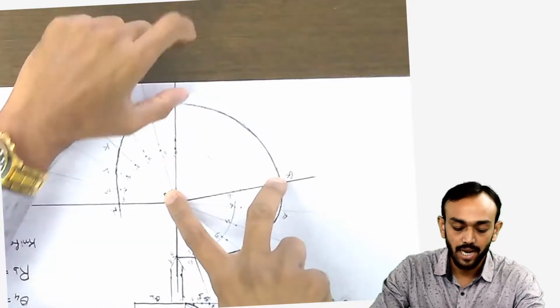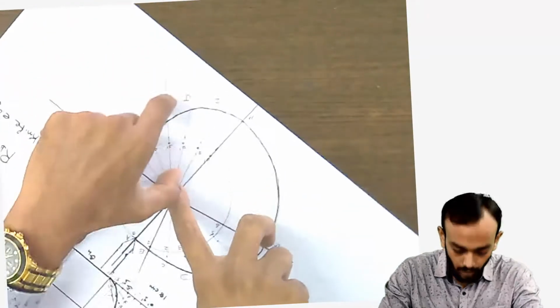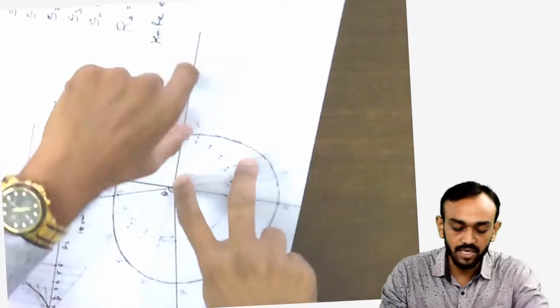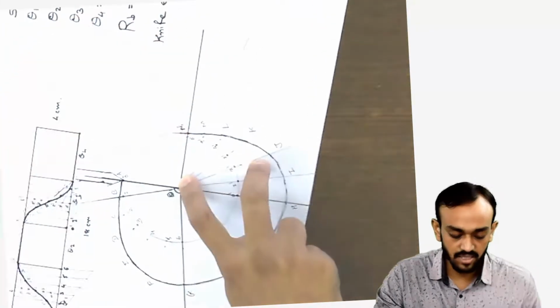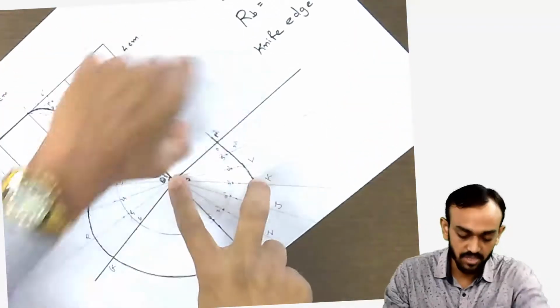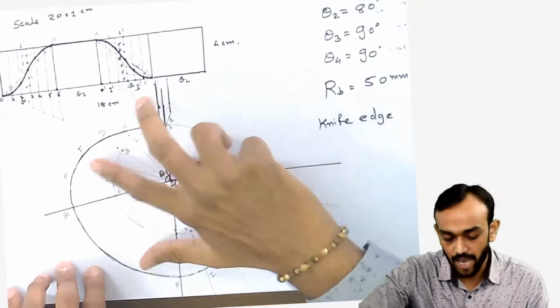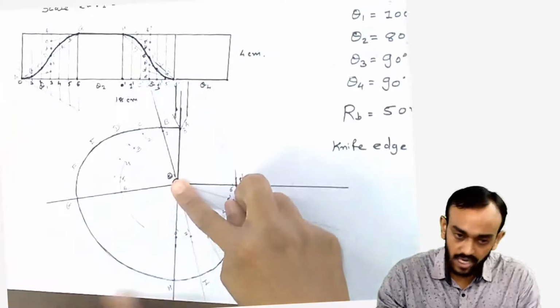Then in the next 90 degrees, the follower will move in a downward direction and come back here, and then again theta 4. As you know, our follower is right now here, and this is the dwell angle, so our follower will be in a steady condition, means dwell. So when the cam is rotating in a clockwise direction, we will draw the profile in an anti-clockwise direction.